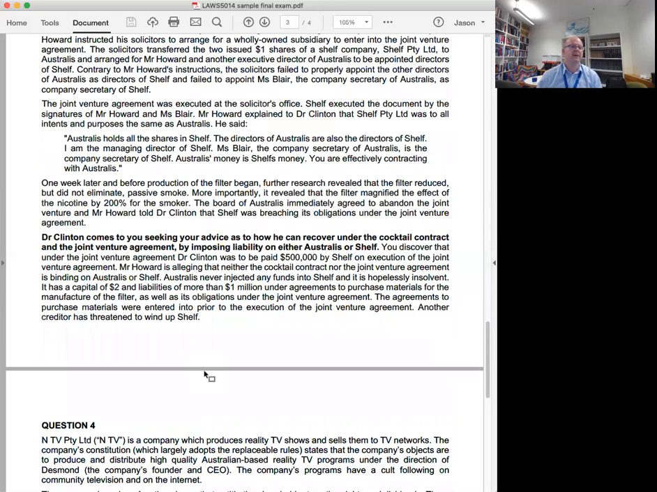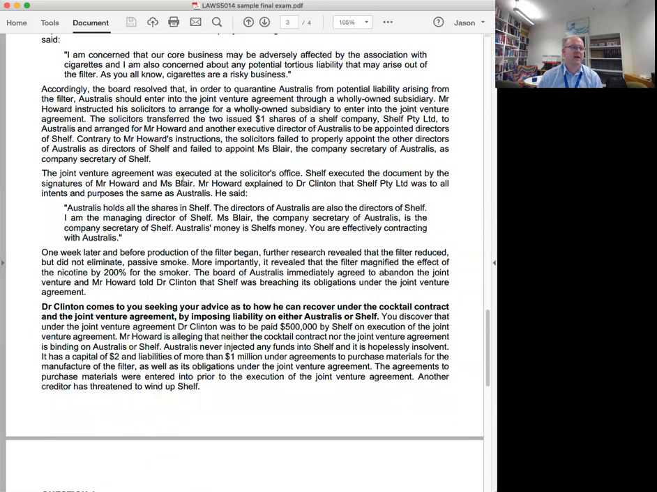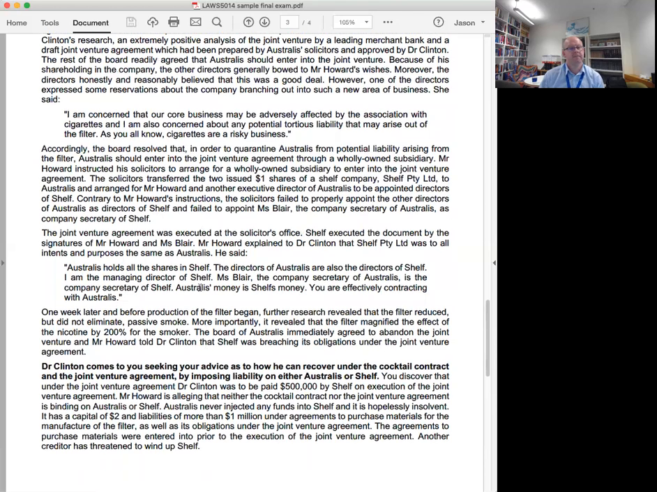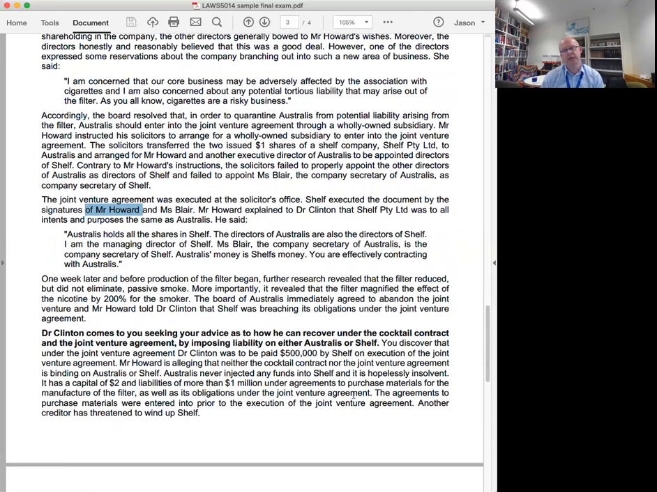Okay, so remember, in the solicitor's office, there's Howard and Blair. Blair is the company secretary of Australis. Howard is the managing director of Australis. And Howard is the sole director of Shelf. So make sure, again, in your planning stage, you're setting out who's who, what the connection is between these different parties.